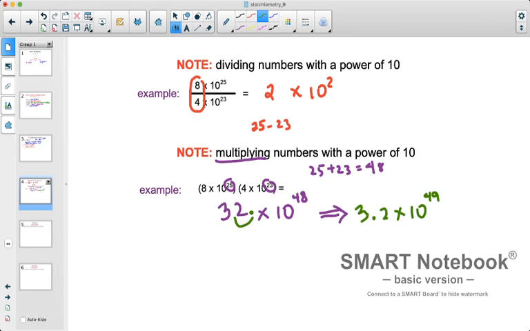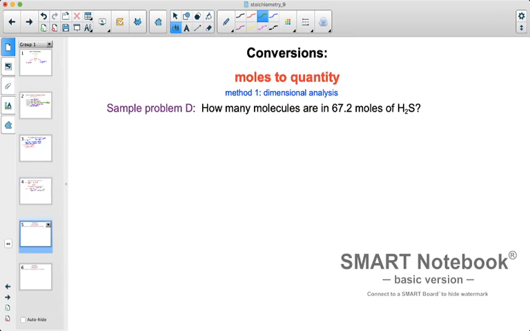All right, so that's just some things to remember as we learn to convert from moles to a quantity and quantity to moles. Now I'm going to show you two sample problems. I'm going to show you two different methods, just like I did before, and you do whatever is comfortable for you. So sample problem D, it reads how many molecules are in 67.2 moles of H2S.